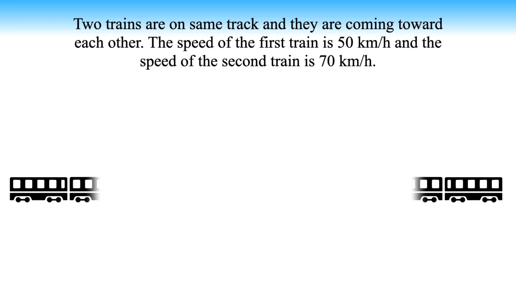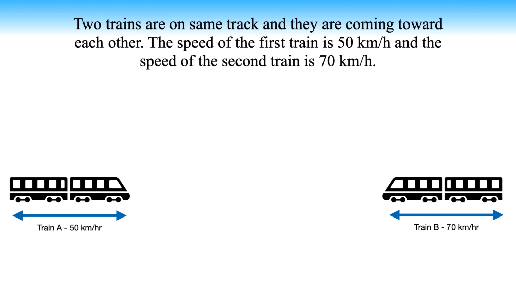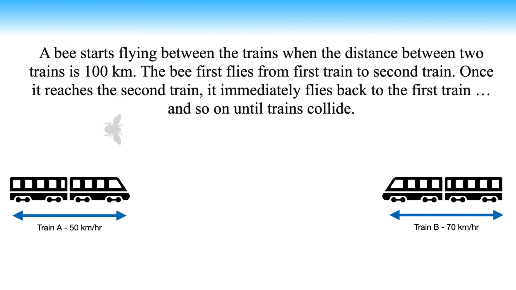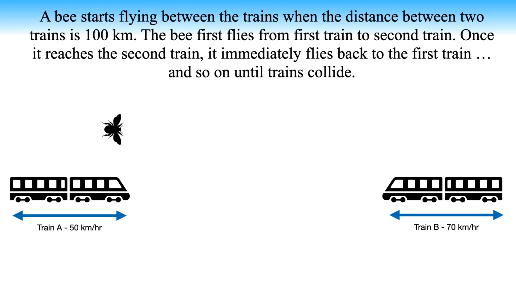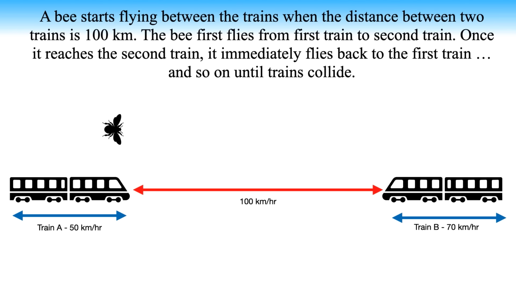Two trains are on the same track and they are coming toward each other. The speed of the first train is 50 km per hour and the speed of the second train is 70 km per hour. A bee starts flying between the trains when the distance between the two trains is 100 km.